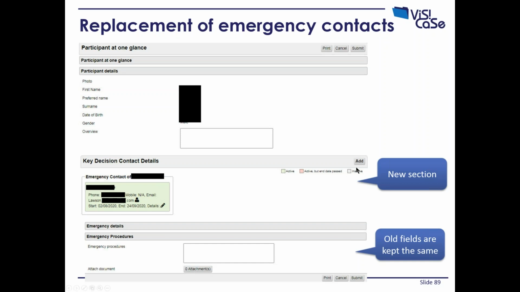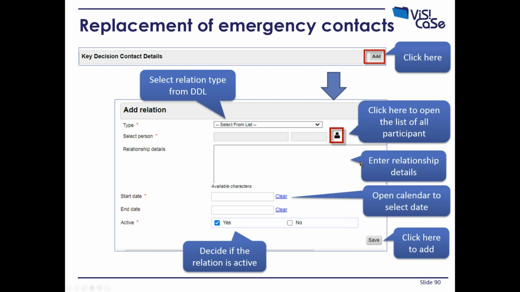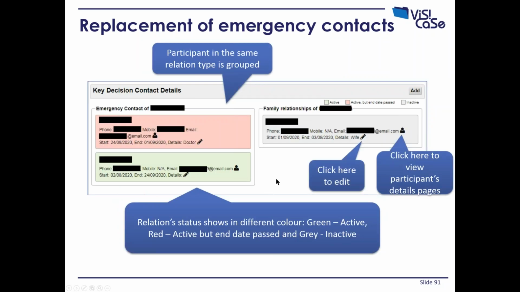Yeah, so coming towards this section, now the user can simply click on Add, and then they have the option to select the type, select person and relationship details, start date and end date, and make sure to select if the relation is currently active or inactive. Once you have added the details, this will come up like this on the desktop page, where you will see the details shown in different colors. For example, this is in red color, this is in green color, and this is grayed out.